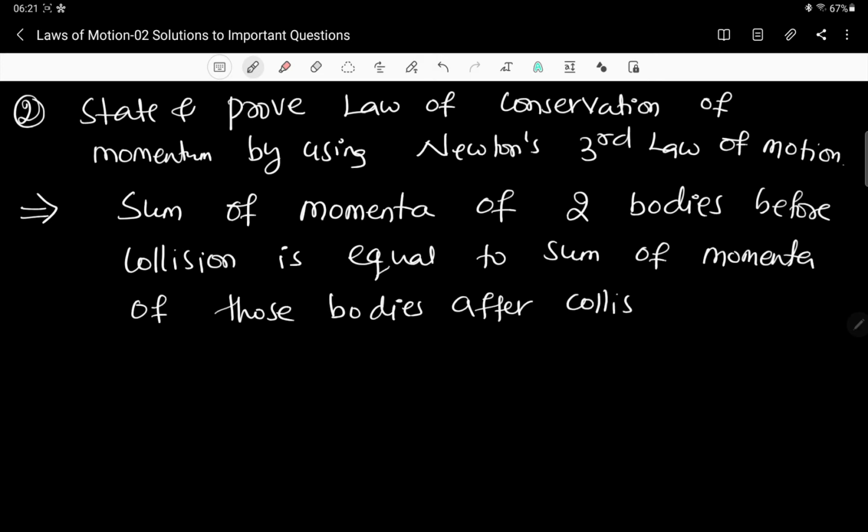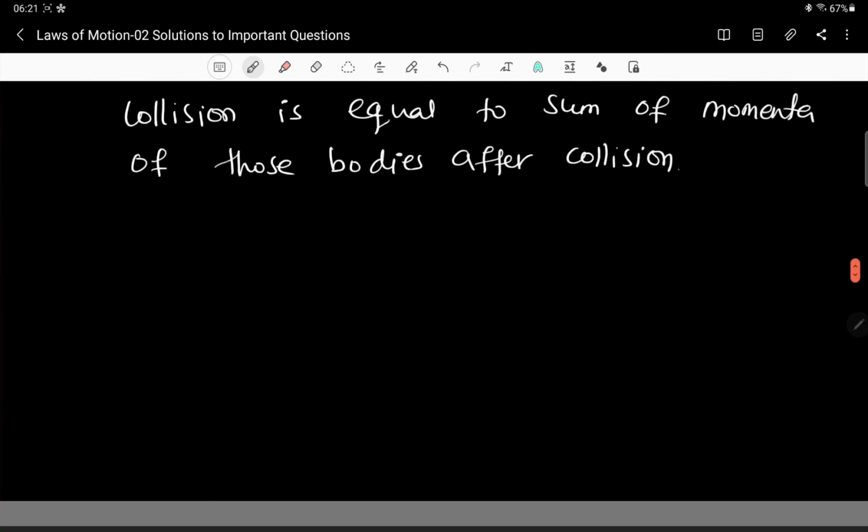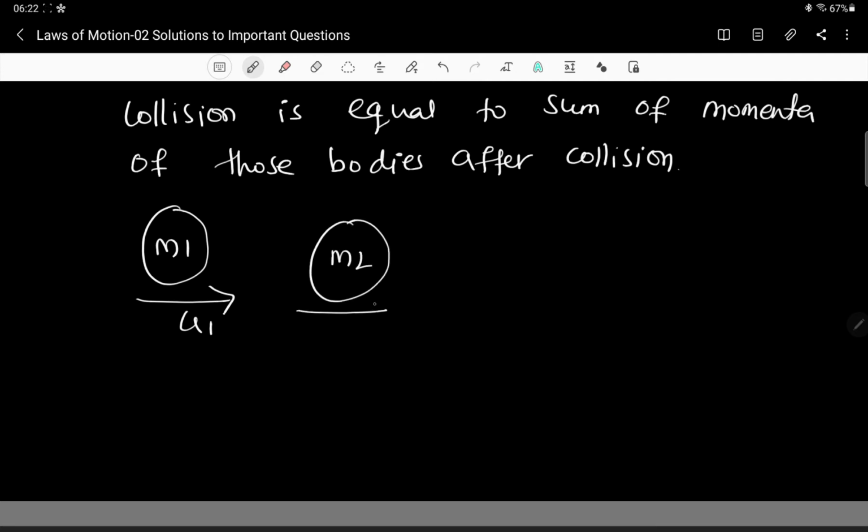All right, so let us try to understand this. For example, here is a body of mass m1. It is moving with velocity u1, and there is a body of mass m2 which is moving with velocity u2. Now if u1 is greater than u2, what will happen? Tell me. I am proving it. Now they will collide with each other. For example, they are going to collide here.